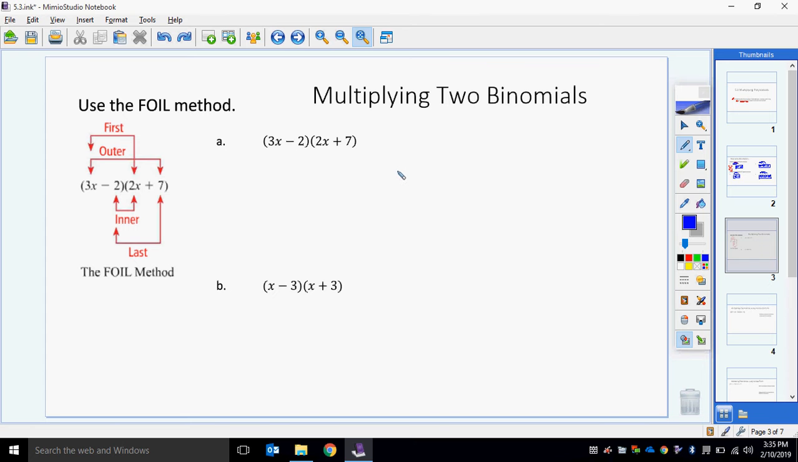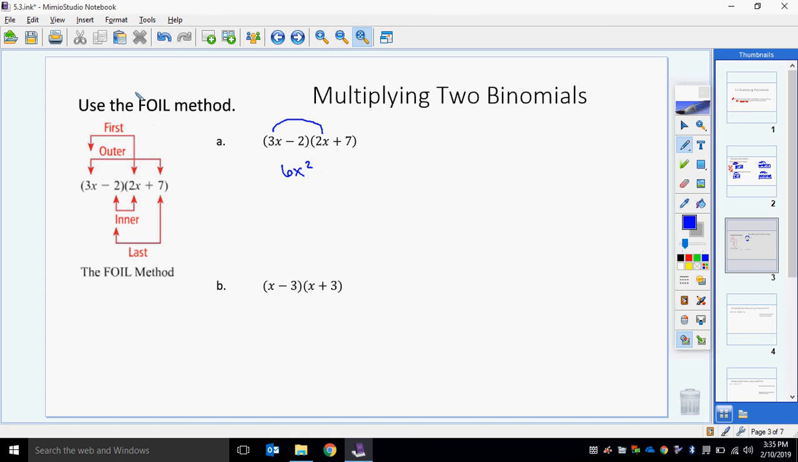All right, multiplying two binomials, we're going to use the FOIL method. FOIL stands for first, outer, inner, and last. It's just telling you that you need to multiply each term in the first binomial times each term in the second. So you start with the first terms. So in this parenthesis and this parenthesis, those are the first terms. So 3x times 2x is 6x squared.